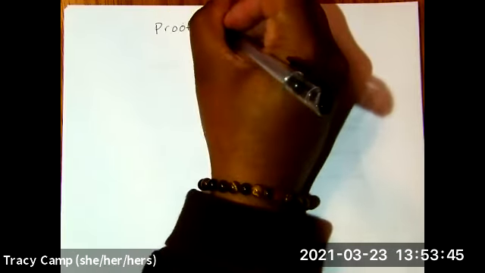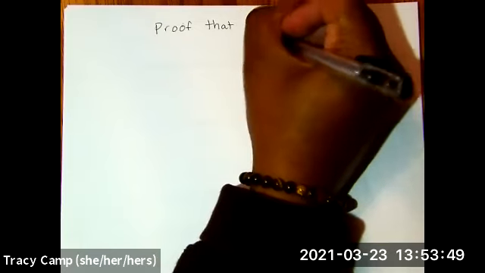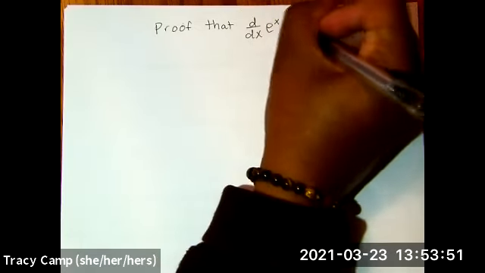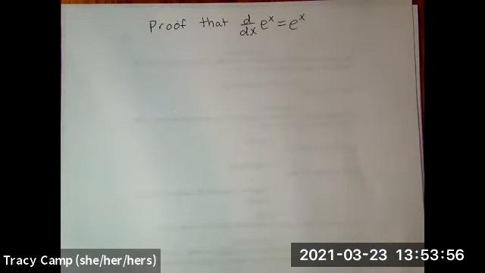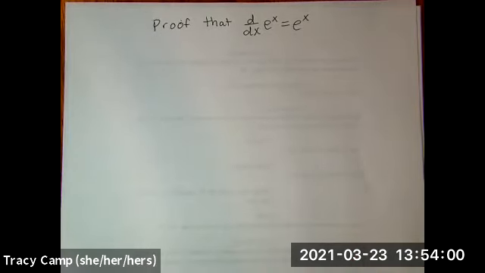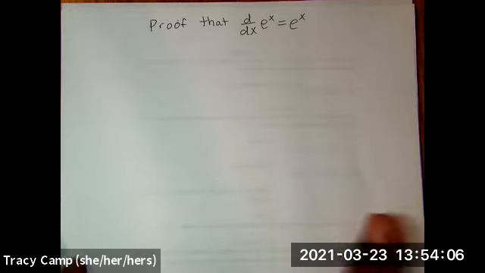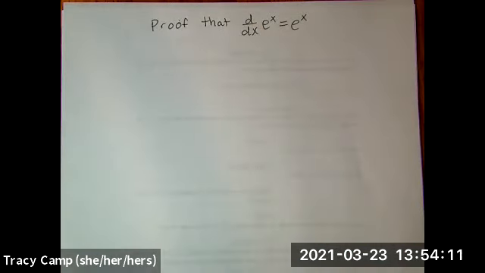In this video, we're going to prove that the derivative of e to the x is equal to e to the x. In order to understand this proof, we're going to use the definition of the derivative, the limit as h approaches 0 of f of x plus h minus f of x over h. But before we do that, we need to do a little bit of preliminary work.